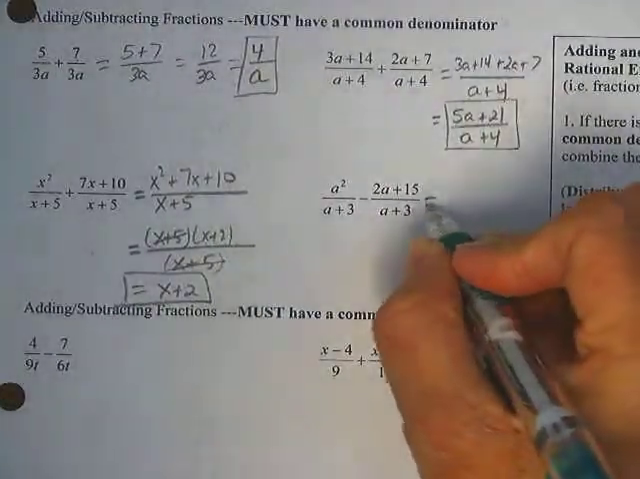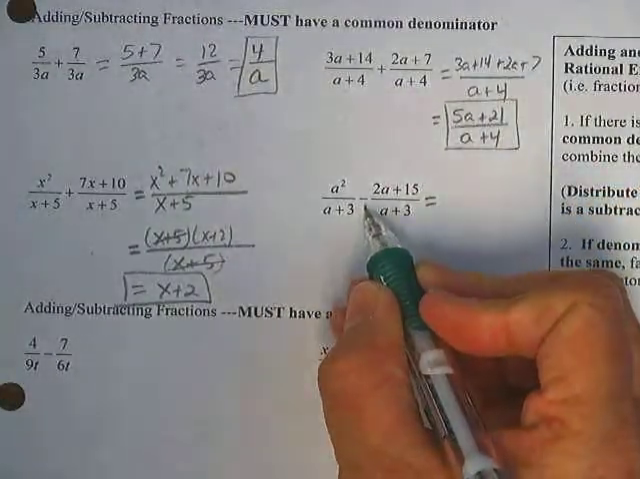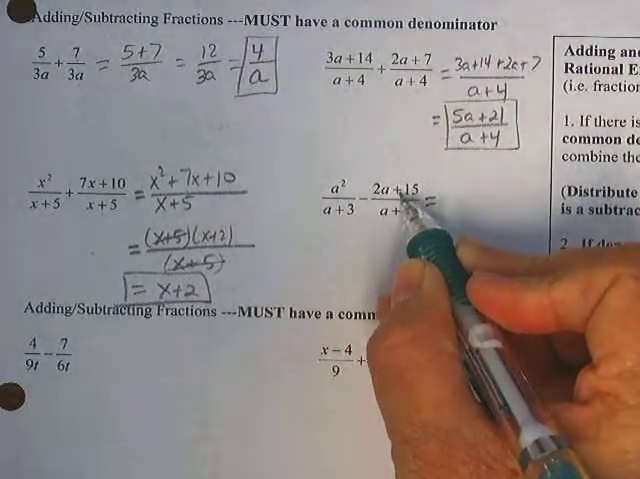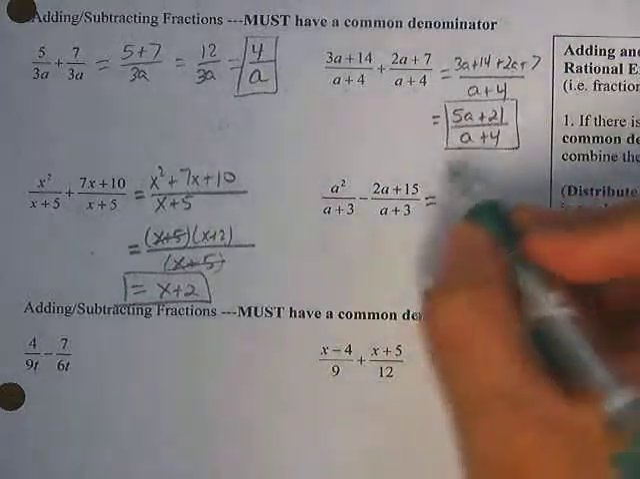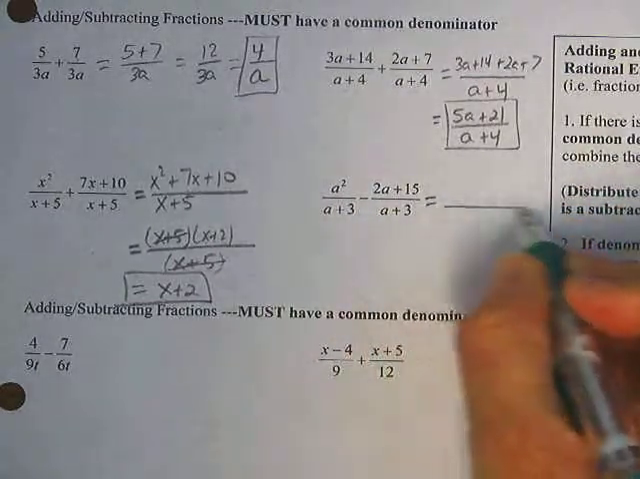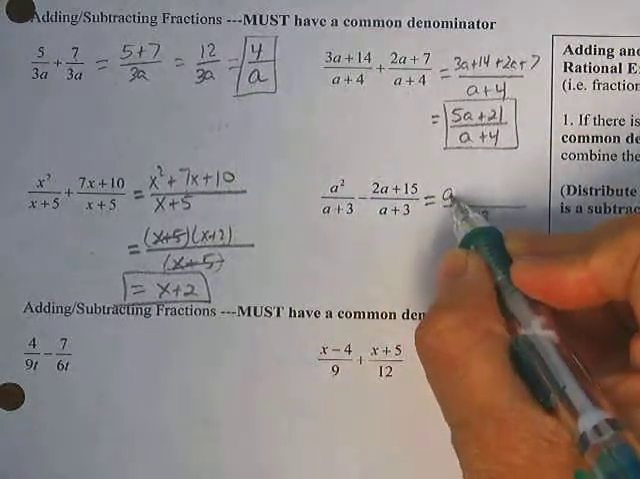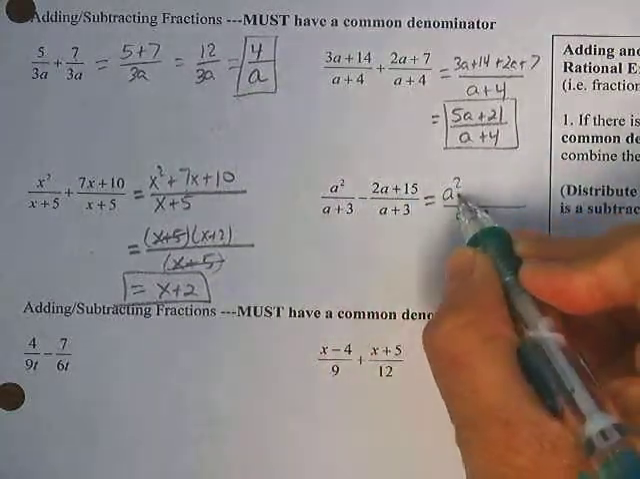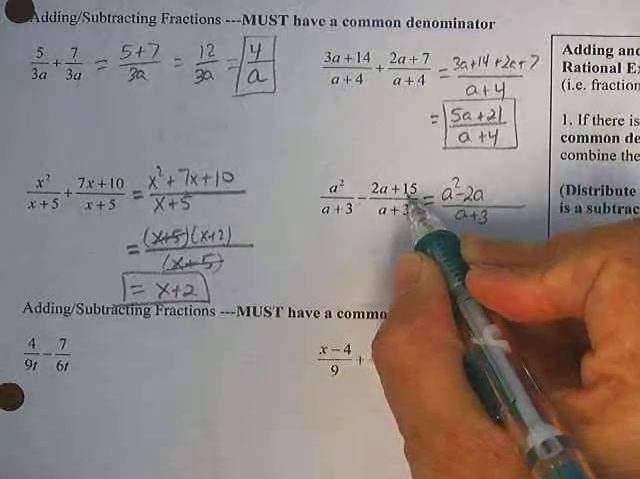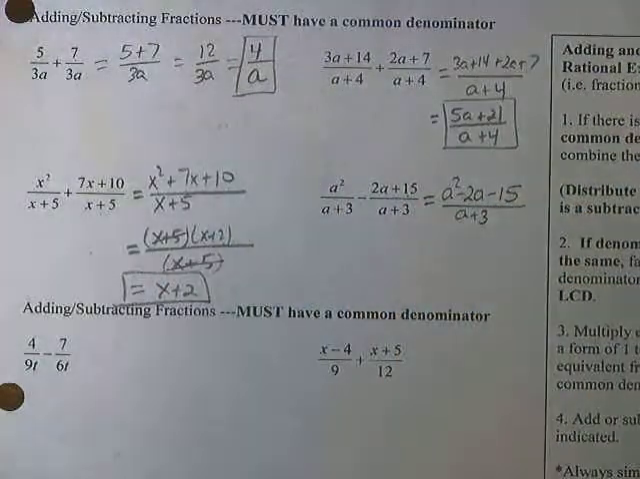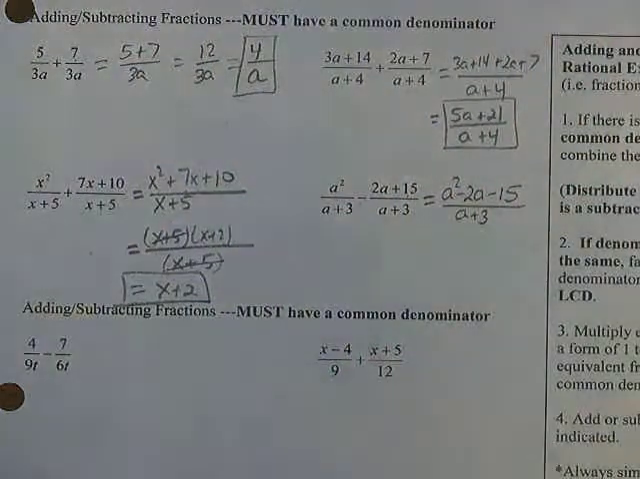Okay, here we've got subtraction. Key with subtraction: that subtraction sign is distributed to every term in the numerator. So we've got the same denominator, so that's a plus 3, but our numerator is going to be a squared minus 2a minus 15. So again, that minus sign is distributed to everything in the numerator.